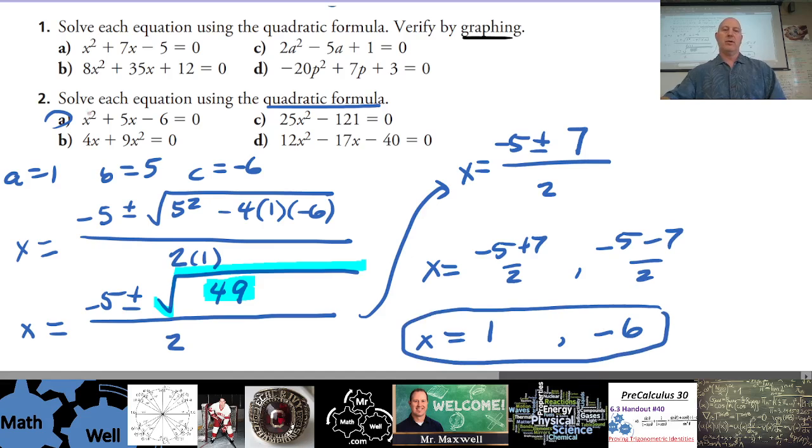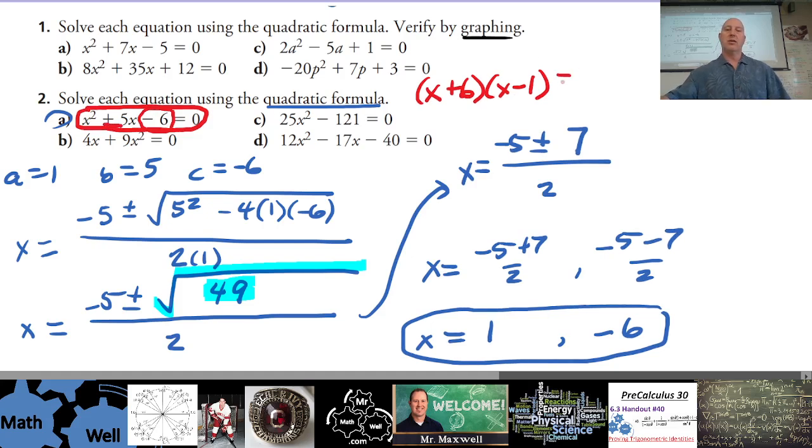And just for reassurance here, this is a trinomial that can be factored, right? Look at this. This is x plus 6 times x minus 1. Because 6 times negative 1 gives us negative 6 when we multiply, and 6 minus 1 gives us positive 5 when we add.